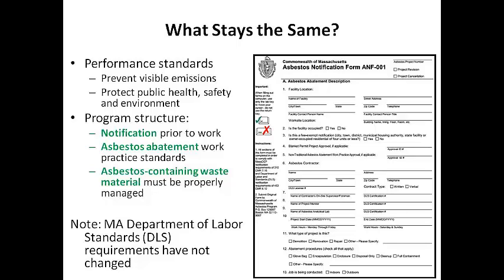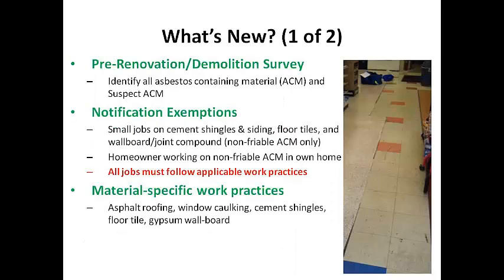These elements reflect the typical life cycle of an asbestos abatement project. Notify MassDEP and DLS before starting work. Notifications filed with MassDEP are shared with DLS, so you only need to notify once. Follow specified work practices when conducting the abatement activities, and manage asbestos-containing waste material properly. Please note, DLS's regulations have not changed. In the next two slides, I will highlight a few of the new elements of the revised regulation.